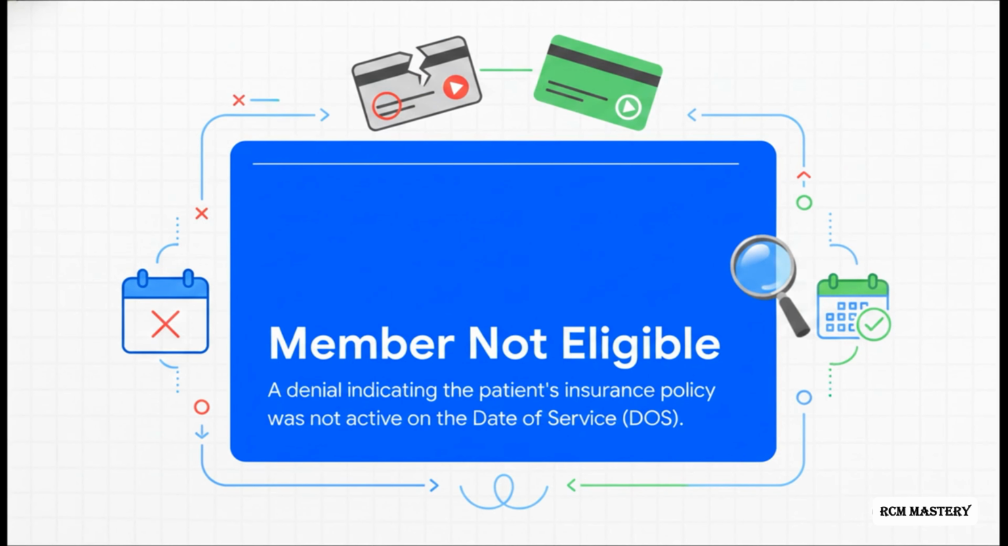So first, let's get crystal clear on what this denial actually means. Member not eligible, or sometimes you'll see it as policy terminated, really means just one of two things. Either the patient's coverage ended before the date of service, or their new coverage hadn't quite kicked in yet. The insurance carrier is basically just saying, hey, on this specific day, for this specific service, this person was not covered by this policy. Simple as that.